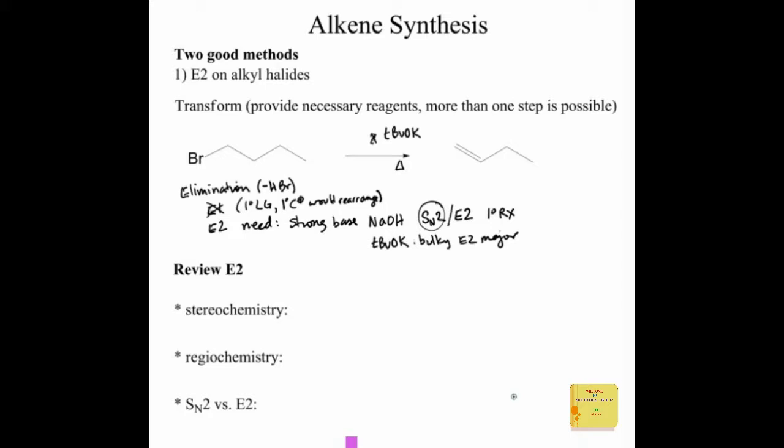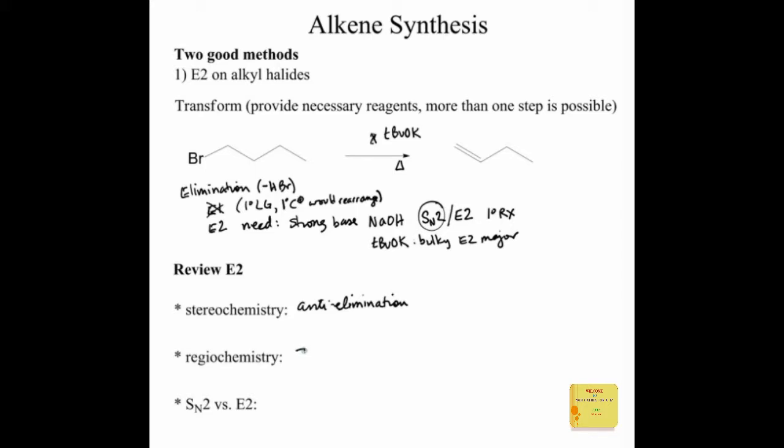Let's review some of the features of the E2. Remember the stereochemistry of the E2. There was a relationship between our leaving group and our beta hydrogen. They had to be anti to one another. We called it anti-elimination. So we need to be able to achieve that stereochemistry in order to do the E2.